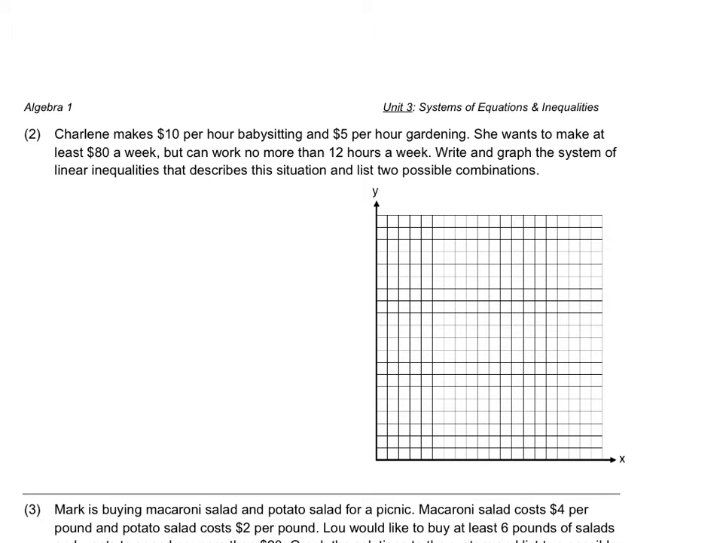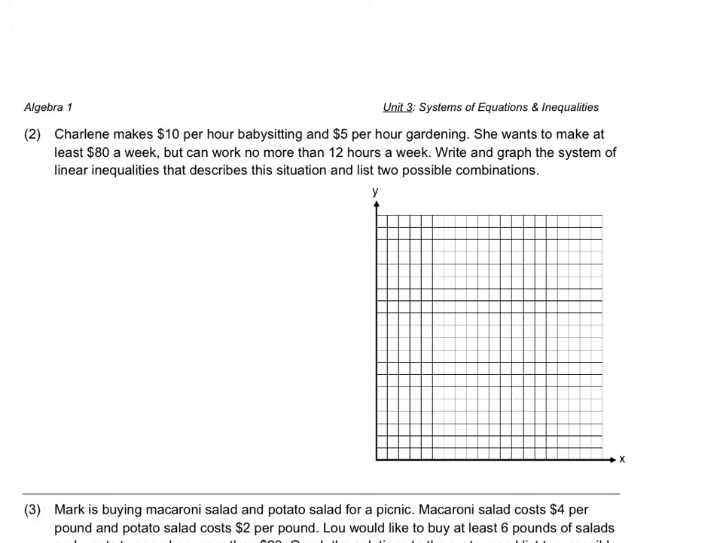All right, so Charlene makes $10 per hour babysitting and $5 an hour gardening. She wants to make at least $80 a week, but can work no more than 12 hours a week. Write and graph a system of linear inequalities that describes the situation and lists two possible combinations, linear combinations specifically.